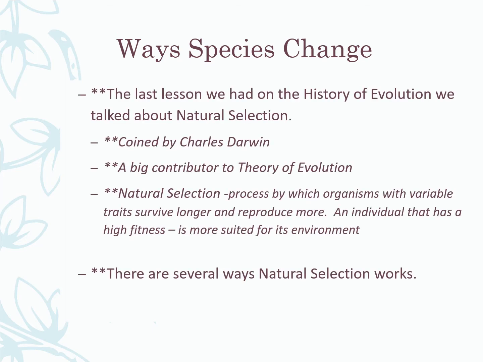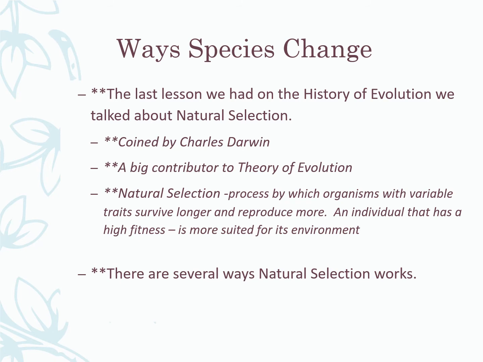So there's quite a few ways that species change. In the last lesson, we had the history of evolution, and we talked about natural selection. So here's a little bit of a refresher on that. Natural selection was coined by Charles Darwin, and it is a big contributor to the theory of evolution. A refresher on the term: natural selection is a process by which organisms with variable traits survive longer and reproduce more. An individual that has high fitness is more suited for its environment.